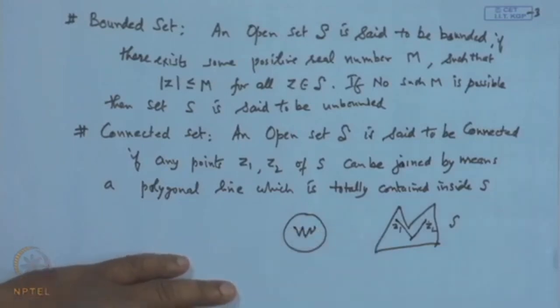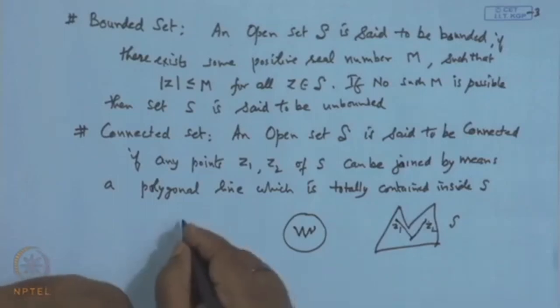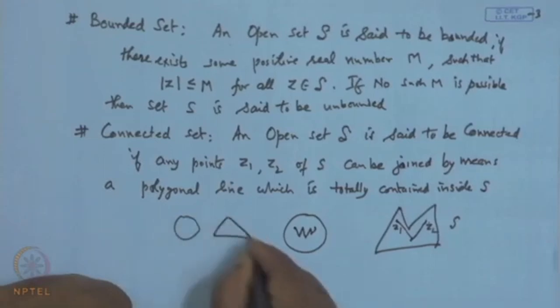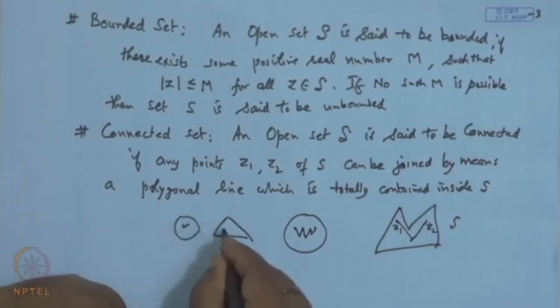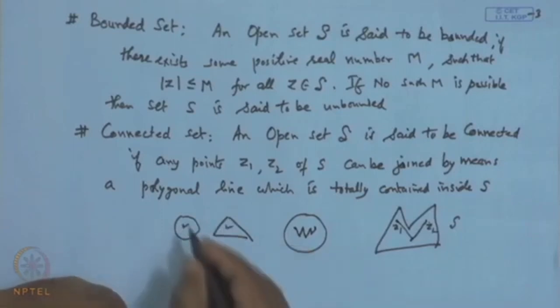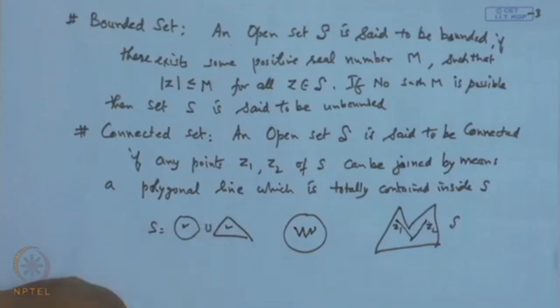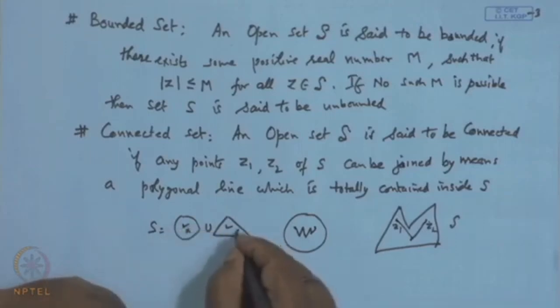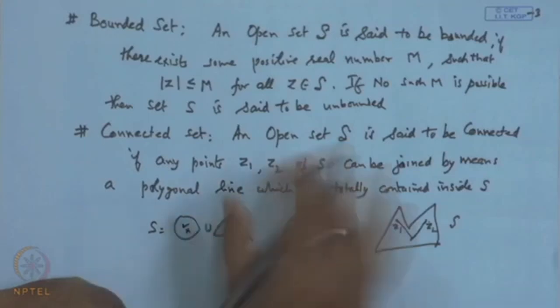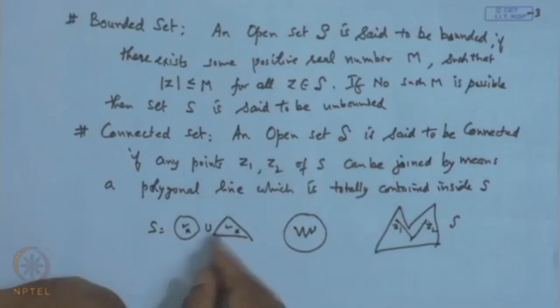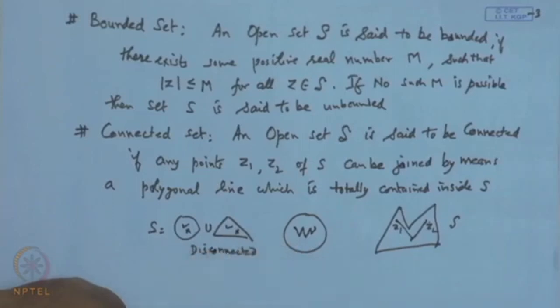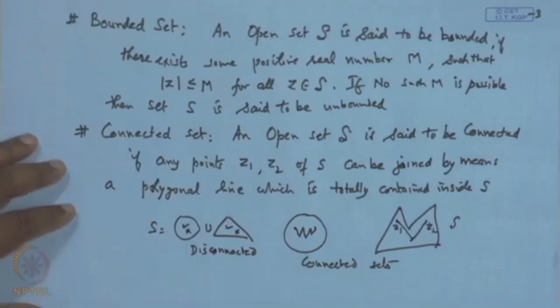But there may be sets which are not connected. For example, suppose I take a collection of these sets, set of all points S which belongs to this as well as this, union of this. Now, this set S is the union of these two. Then this set will not be a connected set, because as soon as you pick up any arbitrary point here or any point here, you are not able to get any polygonal curve which can connect these two points without leaving the set S. So, such a set is a disconnected set. These are the connected sets. Okay. So, this is the meaning of this.